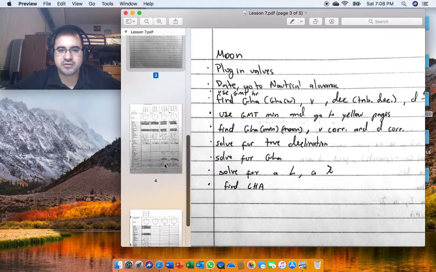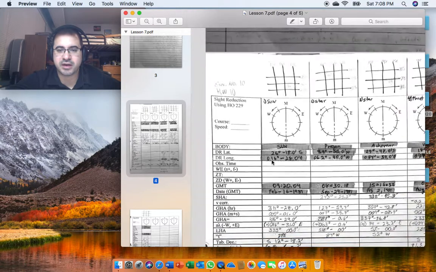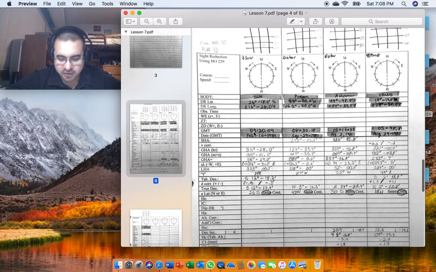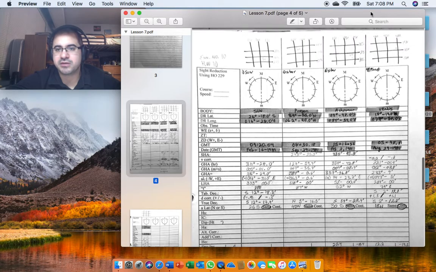So let's go to the information that was provided. On the first one, they give you your DR position, so you put it in, right? And then they're giving you your GMT time, so you put it in there, and it's the sun, and they're telling you your date, so February 16, 1984. So how do we solve this?